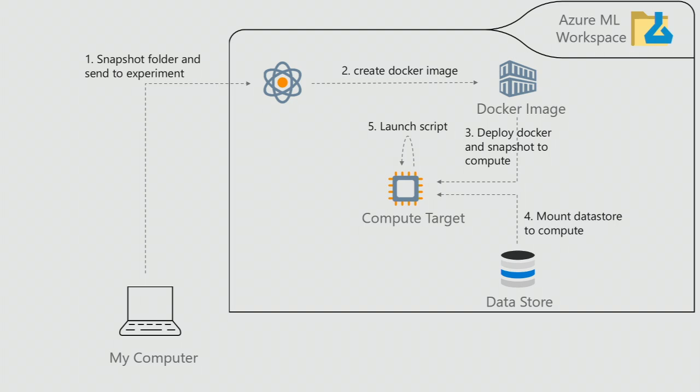Then it will launch the train script in the Docker image on top of the compute target that I've defined, and it will link the stream output, the logs, and the metrics directly back to my experiment, which can stream in real time to my computer and my client, so I can manage it as if I'm on the device.